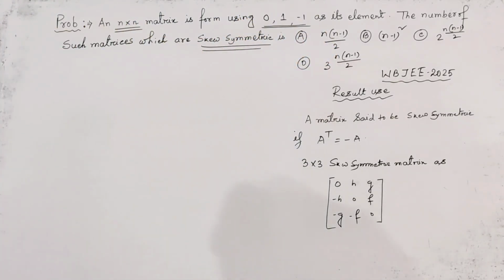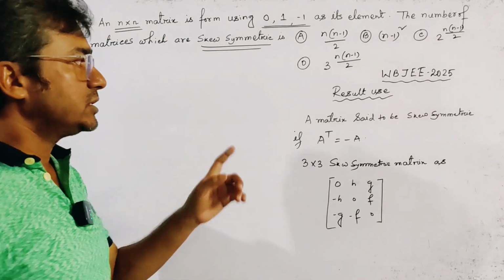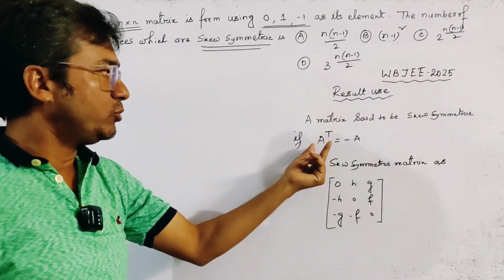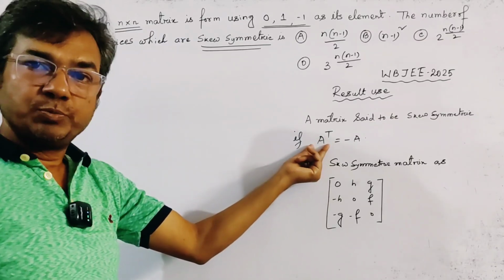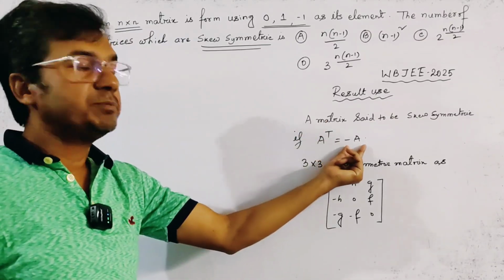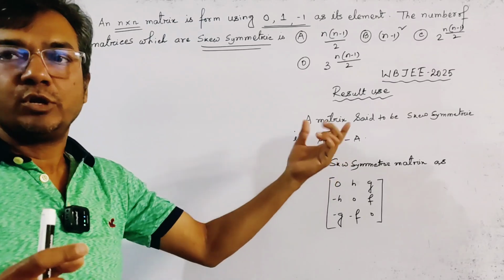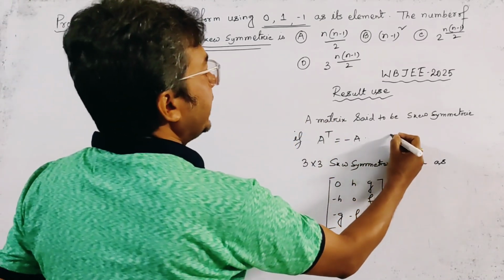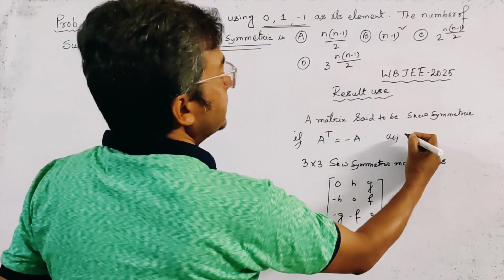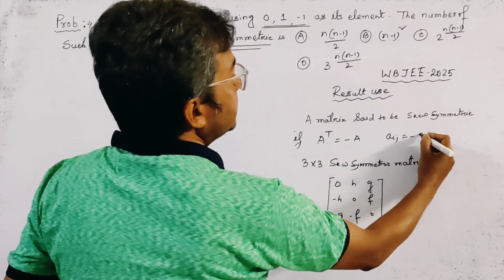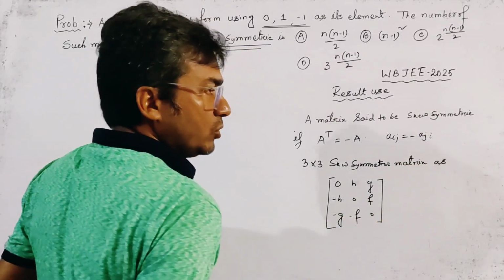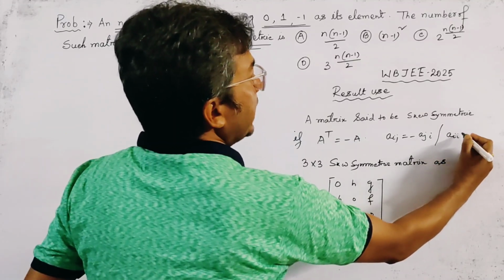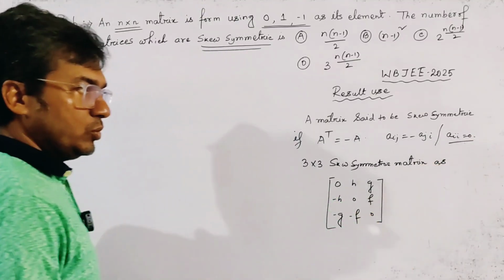We first need to know what a skew symmetric matrix is. A matrix A is said to be skew symmetric if its transpose gives -A. This is the definition of a skew symmetric matrix. We also know that Aij equals -Aji, and for the diagonal elements, Aii equals 0.